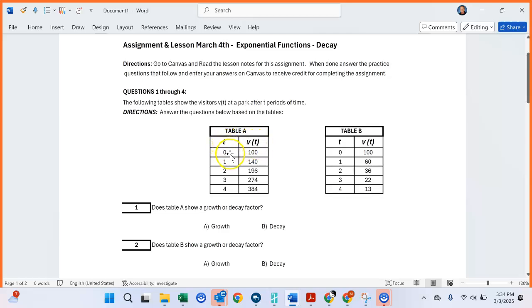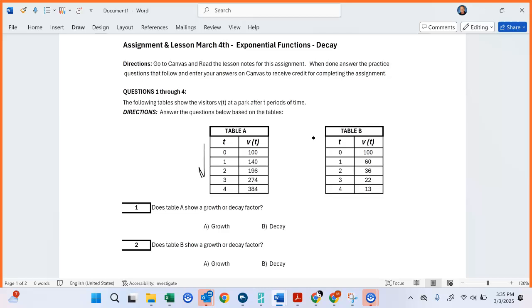So when time goes to 0, we start at 100. After another period, now it's 104, so it's getting bigger. After time 2, it's now 196. So now this is getting bigger. As time gets bigger, it's going up, right? What's happening to this? It's also getting bigger, right? So 100 goes to 140, 140 goes to 190. So as time gets bigger, V(t) gets bigger also, okay?